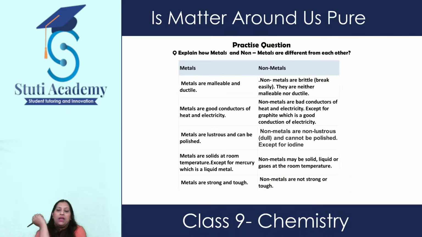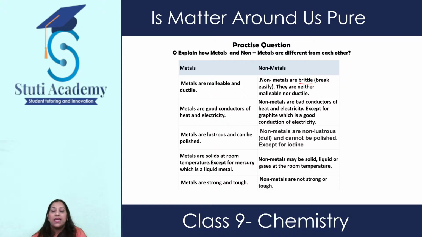And a question can come in the exam on how you can differentiate between metals and non-metals. So in this question, you need to write the difference between metals and non-metals on the basis of their properties. Like, first is metals are malleable and ductile. As I told you, we can convert metals into sheets, and being ductile, we can easily convert metals into wire. And non-metals are brittle. They are neither malleable nor ductile.